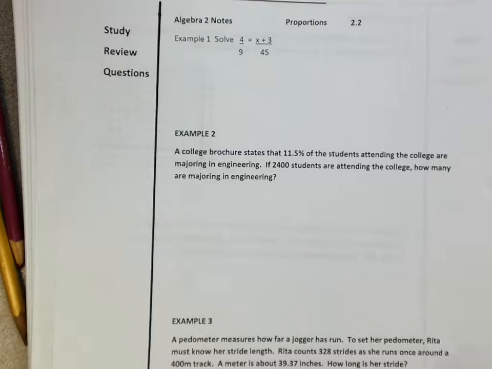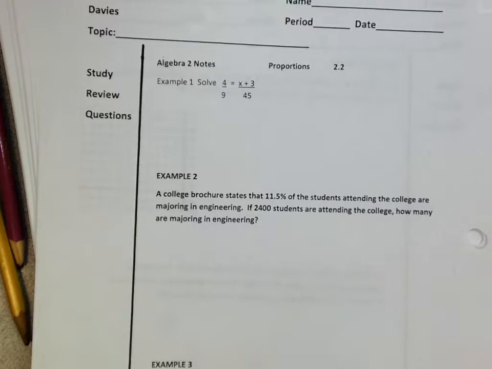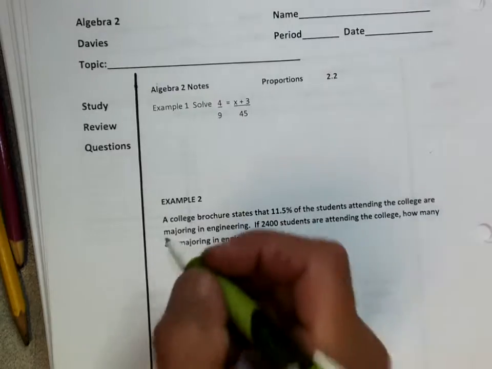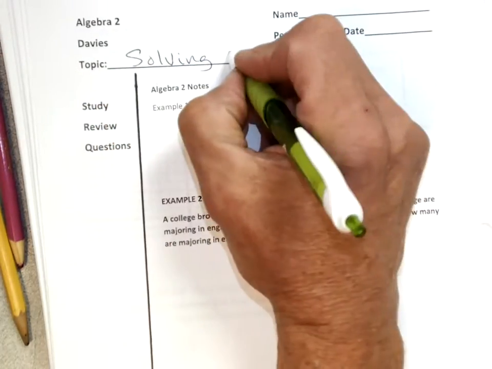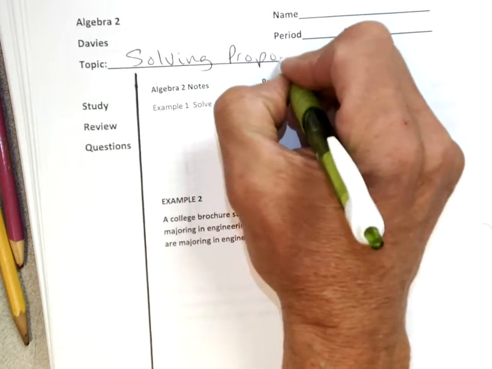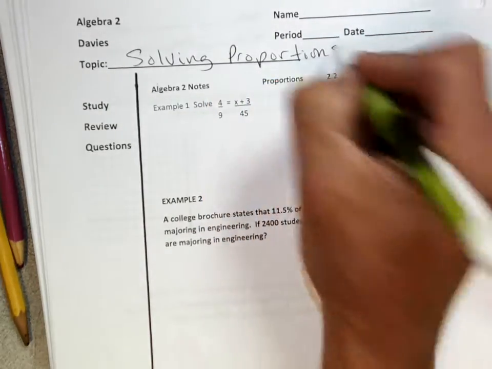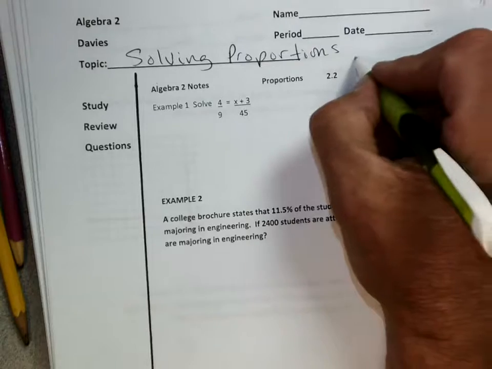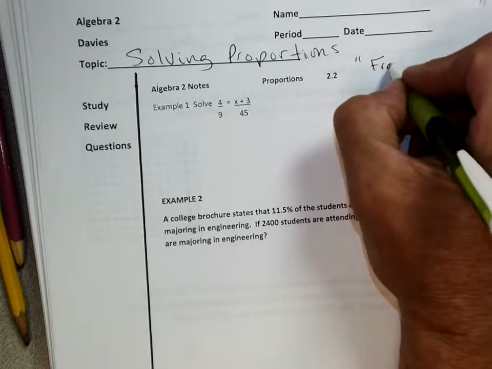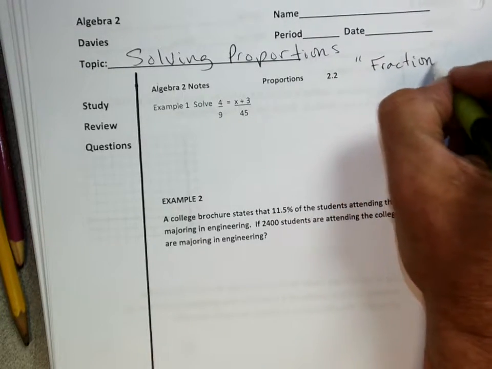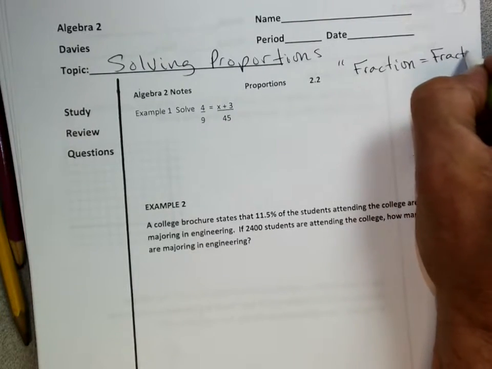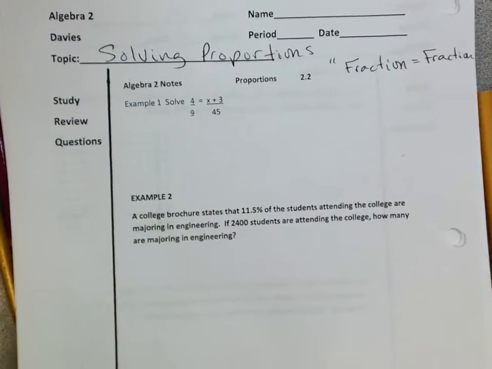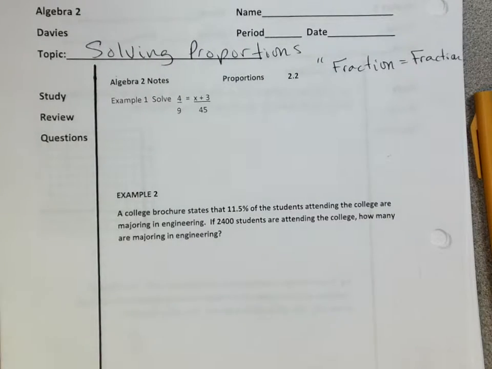So example 1, topic, right? Topic, we are going to be doing solving proportions, which is a fancy way of saying a fraction equal to a fraction. Good. So solving proportions is a fraction equal to a fraction.